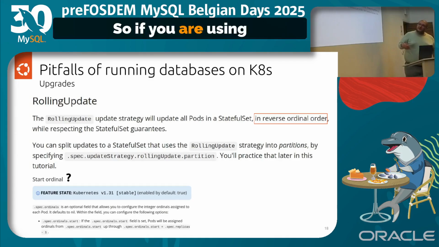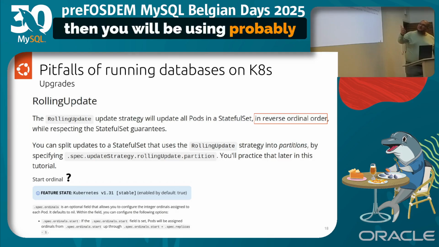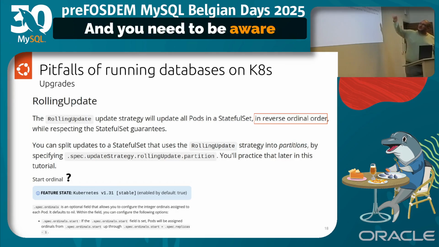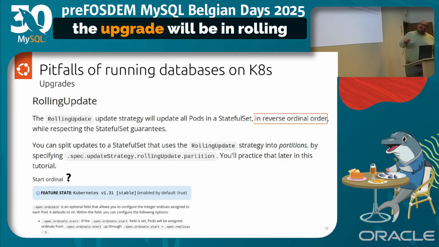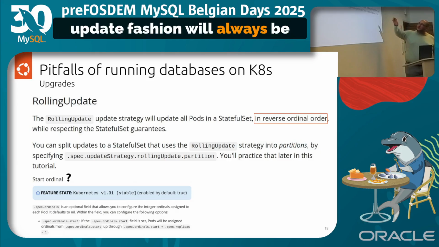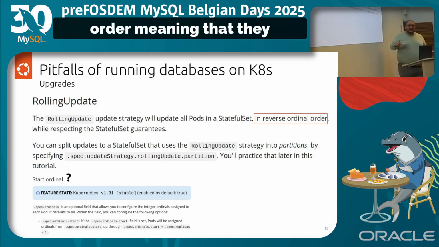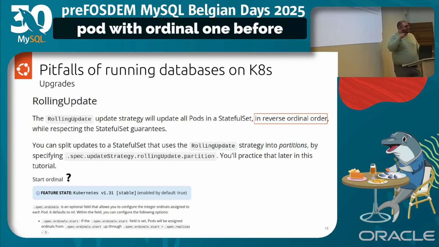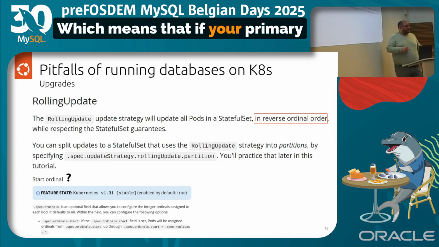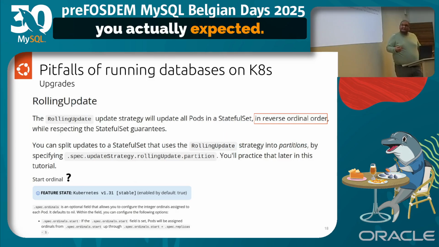Upgrades. If you are using StatefulSet, which you should do for a database or any stateful application, then you will probably be using rolling updates, and you need to be aware that the upgrade will always be done in reverse ordinal order, meaning they will upgrade the pod with ordinal 1 before ordinal 2 and so on. Which means that if your primary is not ordinal 1, you might end up having more role switches and more outages than you expected.